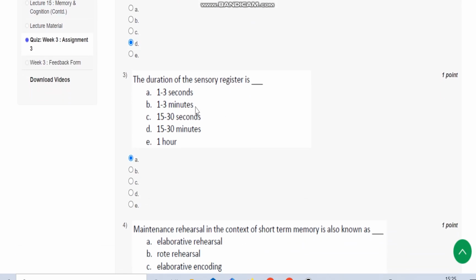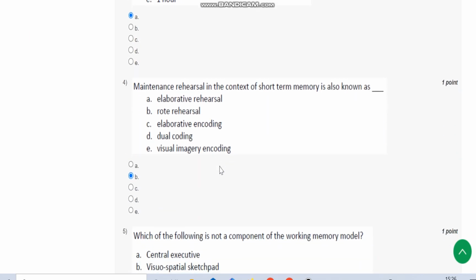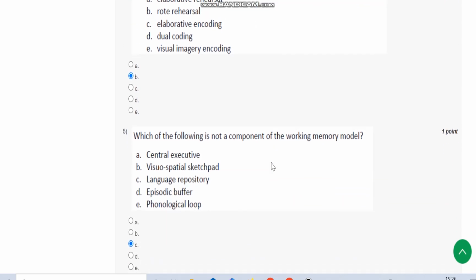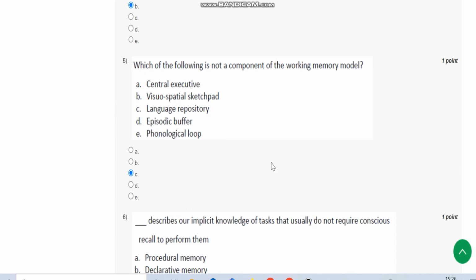Question number 3 is, the duration of sensory register is 1 to 3 seconds. Question number 4 is, maintenance rehearsal in the context of short-term memory is also known as rote rehearsal. Question number 5 is, which of the following is not a component of working memory model?